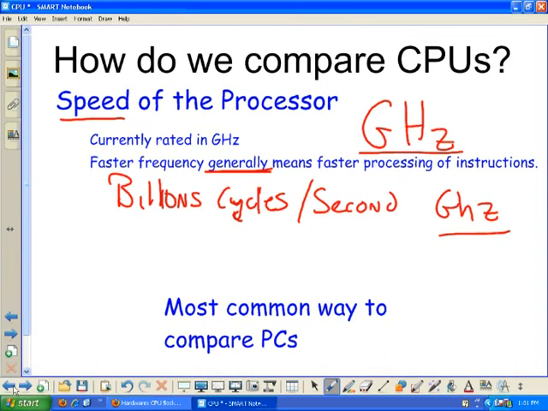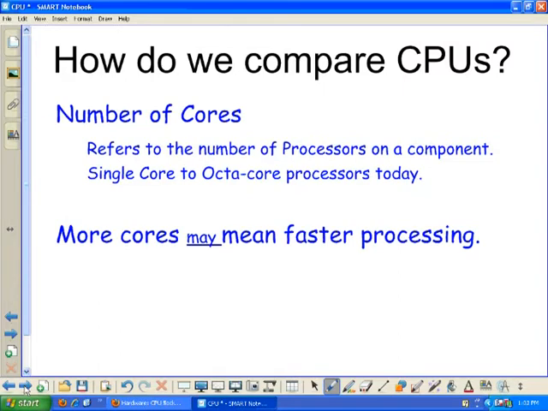Okay, so the speed of the processor is the first way we compare CPUs, which is in how many cycles it makes, because cycles generally determine how fast it is. Okay? The second way we look at it is number of cores.